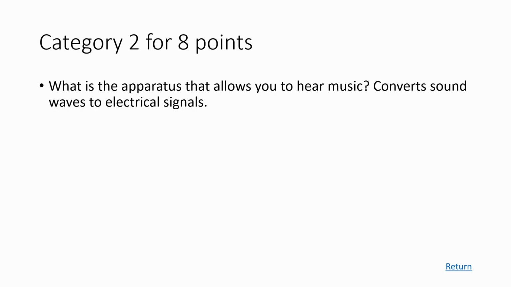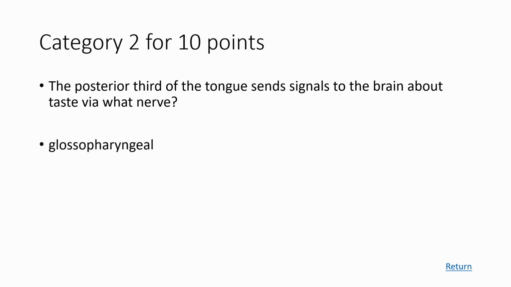What's the apparatus that allows you to hear music and convert sound waves to electrical signals? The organ of Corti is the actual structure that does it. Well, we already did that one. Okay, what nerve supplies the front of the tongue? Facial nerve.